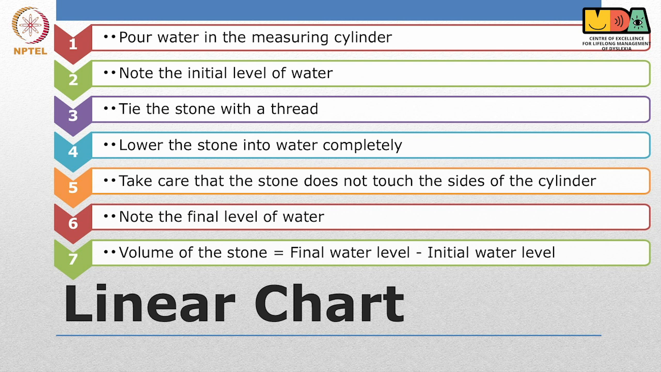So, what are the steps that are being written? The first step is pour water in a measuring cylinder, note the initial level of water, tie a stone, lower the stone completely into water, note the final level of water. The volume of the stone is equal to the final level minus the initial level of water. So, these are the 7 steps of the experiment.